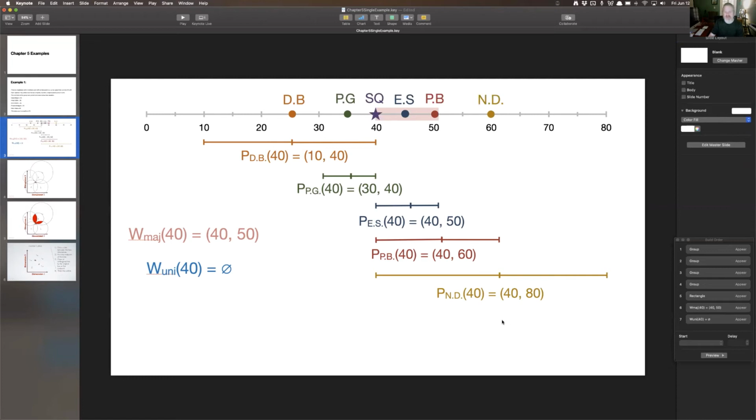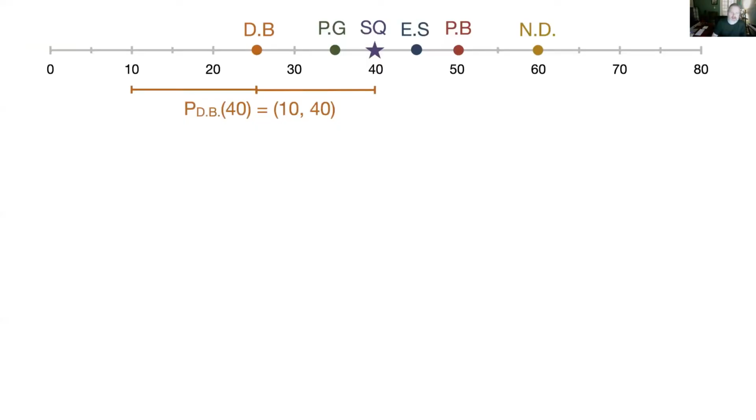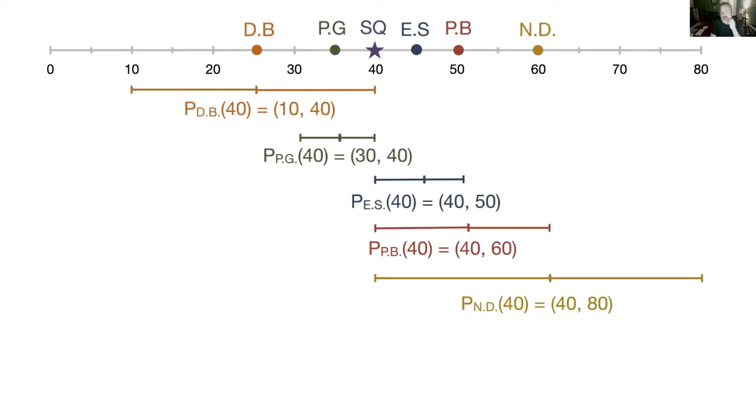And go back to the problem at hand with the 5 voters, David Bazan, Patty Griffin, Elliott Smith, Phoebe Bridgers, and Nick Drake. And here are their preferred-to sets. So the next part of the question is to find the win sets. One of them is the majority rule win set, and then I also ask you, I believe, to find the unanimity rule win set.